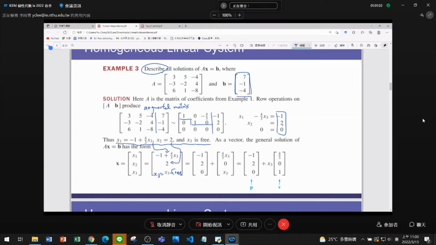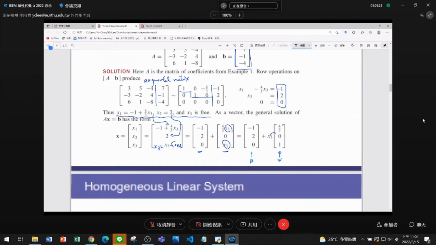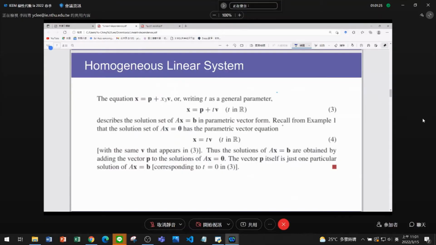And then we do the decomposition. We separate the constant part versus the variable part. And then we further factor out x3, move it outside the vectors. And then we call this vector again V, and then call this vector P. And here are some explanations about the P vector.